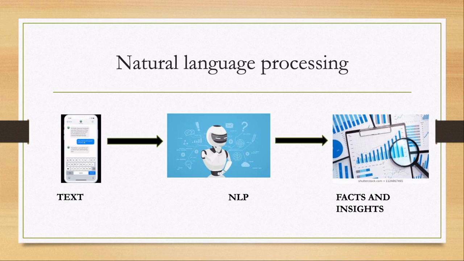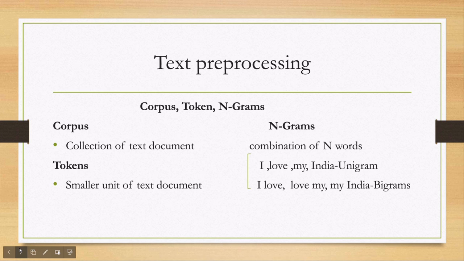Different examples of use cases, other than making a chatbot, are improving smartphone sales from the feedback of a customer, or automatic categorization of a customer query. Now let us see the first step of natural language processing, which is text preprocessing. First, let's discuss the corpus, token, and n-grams.